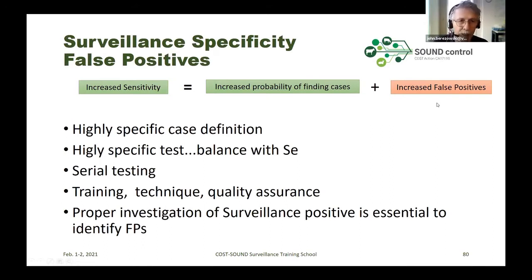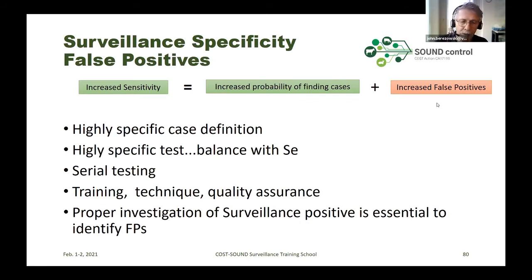Surveillance specificity is also important. So we all know from yesterday that if you increase the sensitivity, yes, you'll increase the probability of finding cases, but you will likely also increase the number of false positives. So you have to also always think about that. So use a highly specific case definition, highly specific test. And of course, again, we need to balance these with sensitivity. You can use serial testing and proper training, technique, and quality assurance.